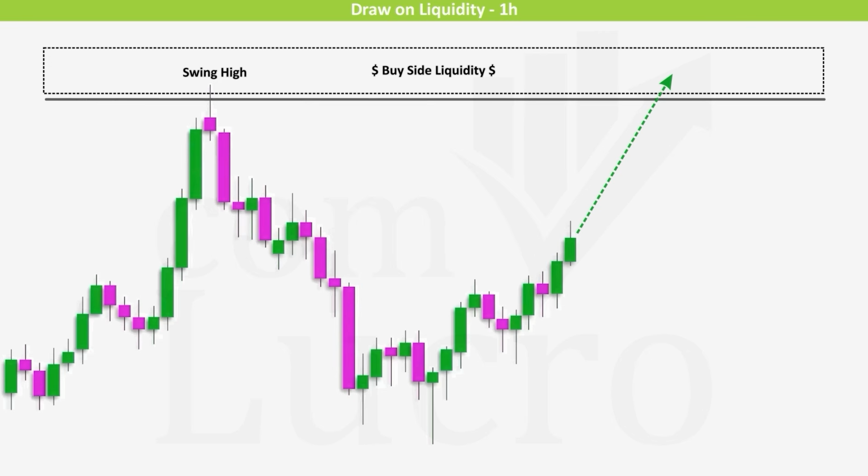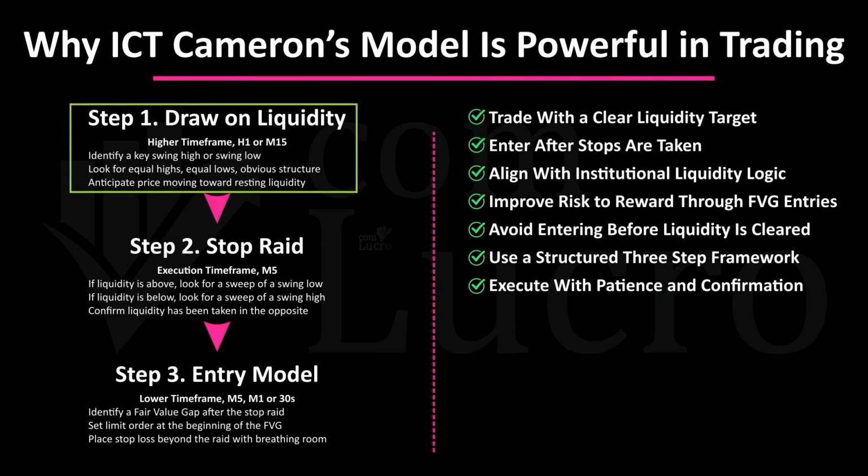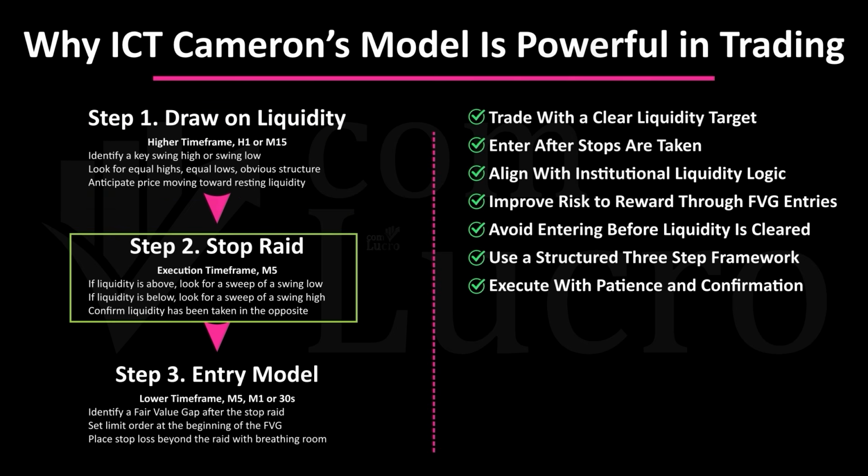However, identifying the liquidity target is only part of the process. We also want to understand whether multiple timeframes support the same trading idea. The next step is to identify a stop raid in the opposite direction of the draw on liquidity using the 5-minute chart for execution precision.